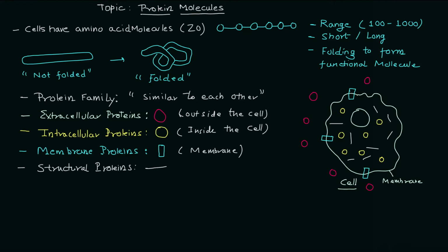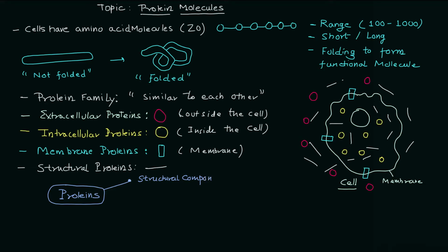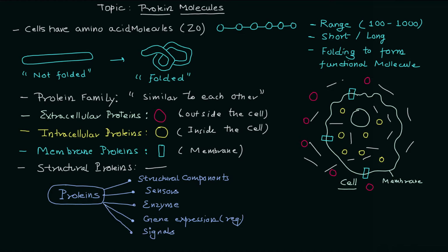Next, you can also characterize these proteins on the basis of function. There are so many proteins and so many functions, so I will just discuss some of them. Some proteins are structural components, for example, collagen. You have sensors that play an important role as sensors. Then you have enzymes as biocatalysts. You have gene expression regulatory proteins, and you also have signal proteins, and so on. There are so many proteins. That's why I really like this particular topic so much. I really want to do research on this topic and specifically on proteins.